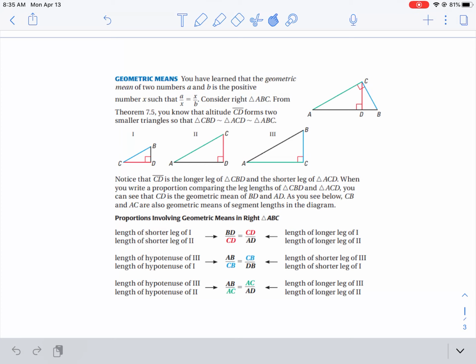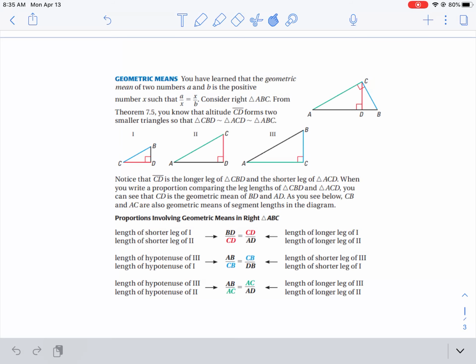So notice that CD is the longer leg of CBD and the shorter leg of triangle ACD. When you write a proportion comparing the leg lengths of triangle CBD and triangle ACD, you can see that CD is the geometric mean of BD and AD. As you see below, CB and AC are also geometric means of segment lengths in the diagram.